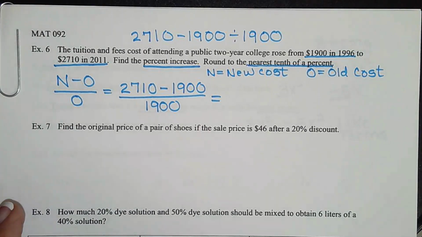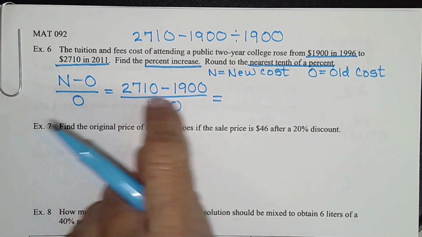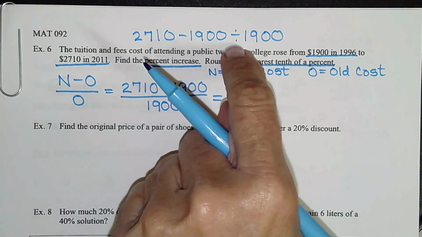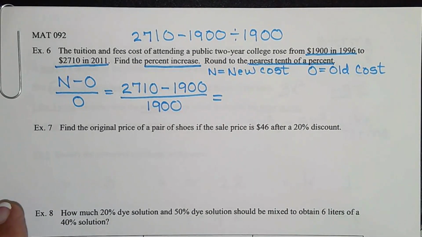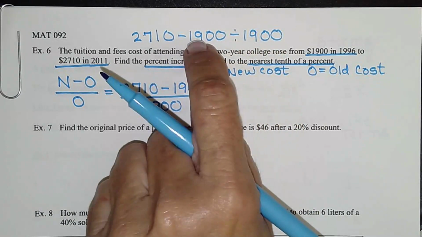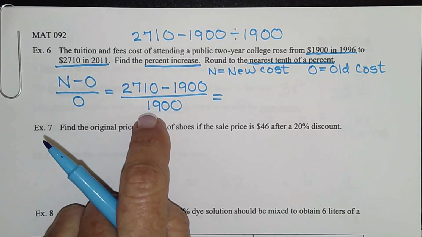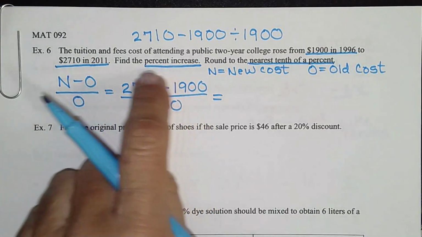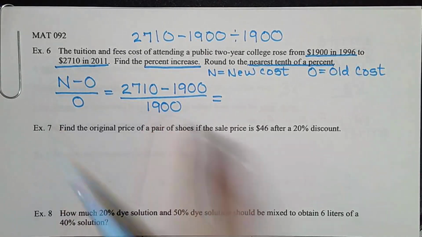Our calculator's really smart, probably smarter than most of us. And it knows that when you type this in, division comes before subtraction. It has the order of operations built into it. So guess what it's going to do first? It's going to make this 1. So it's going to do 2710 minus 1. That's not what this problem is. This problem is subtract those and divide the answer by 1900.